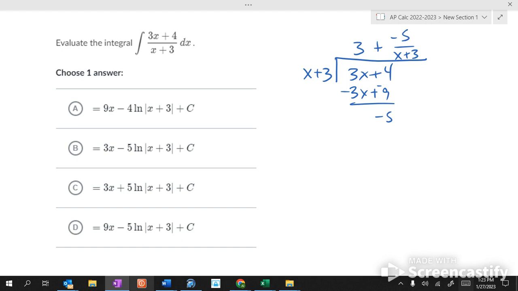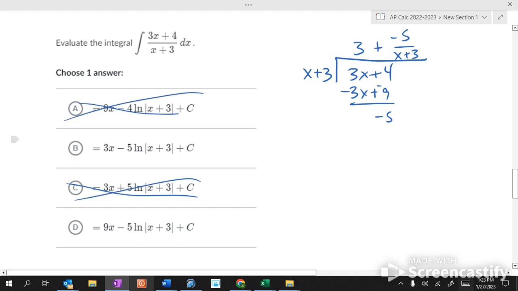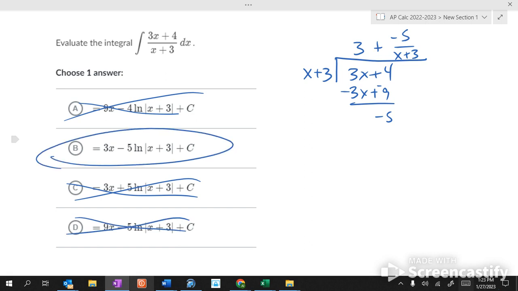So 3x. So it's b. Oh, wait. Yeah. Because it's not that or that. What's the difference between, oh, it's not that. So it's that. Yep. Okay, it's not that bad.